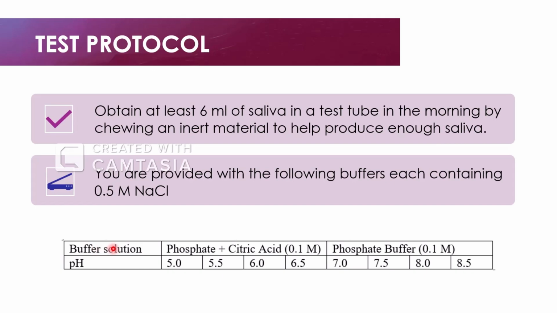From the table, we have our buffers, which are the 0.1 molar phosphate citric acid buffer of different pH and our 0.1 molar phosphate buffer of different pH. For the 0.1 molar phosphate citric acid buffer, we have pH values of 5.0, 5.5, 6.0, and 6.5. And for the 0.1 molar phosphate buffer, we have pH values of 7.0, 7.5, 8.0, and 8.5.